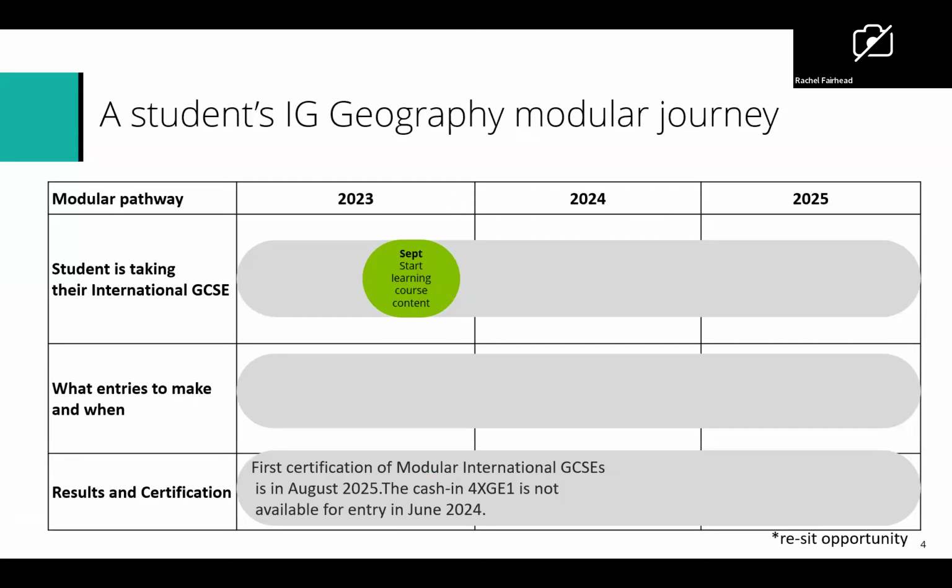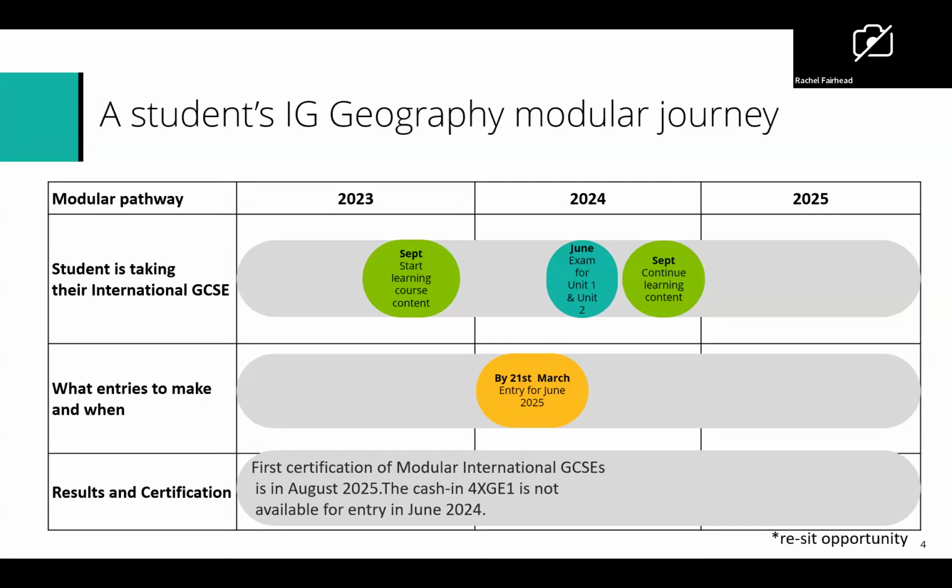So this is basically a pathway, or a kind of model pathway, of how the modular journey could actually take place. So if you start learning the course in 2023, the first unit you can actually sit as an exam for a modular is June 2024. So the first assessment is in June 2024.